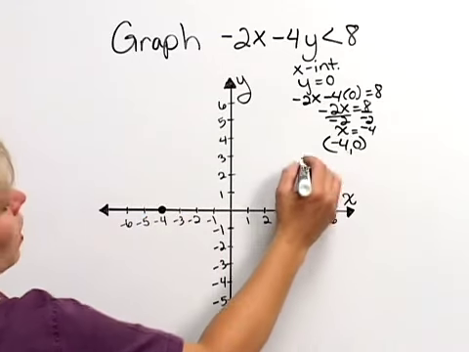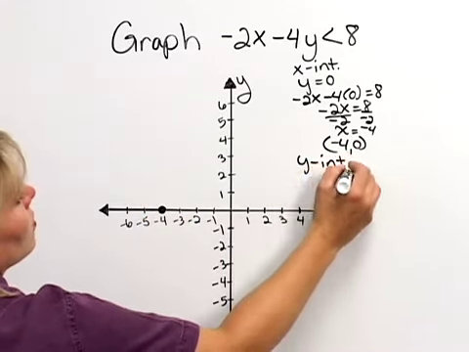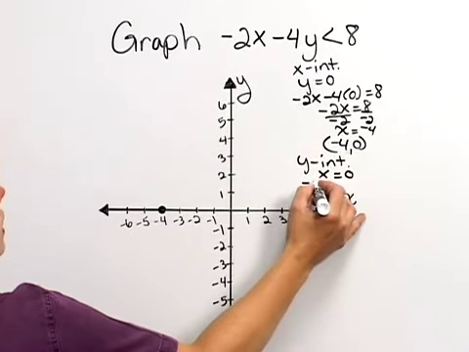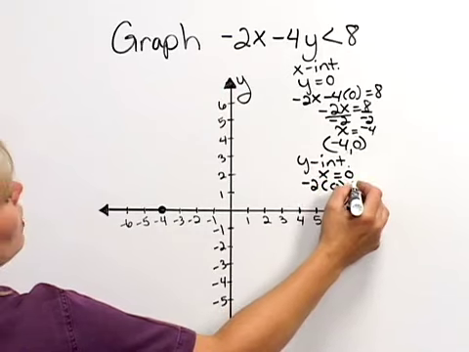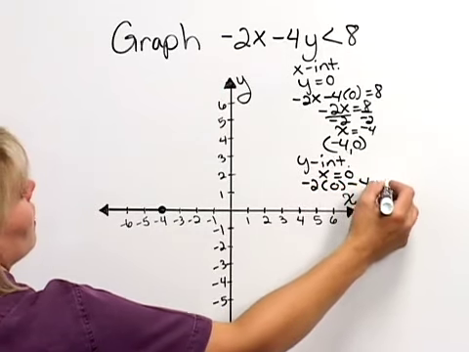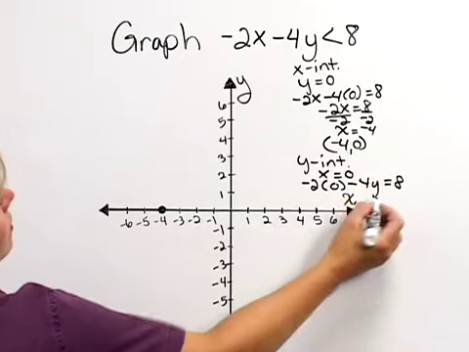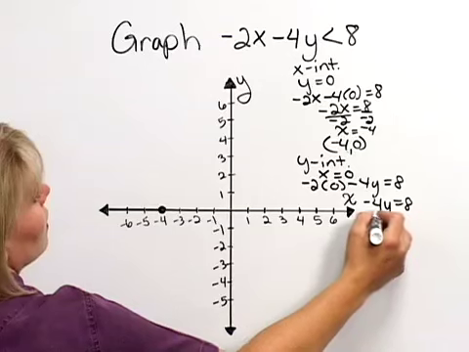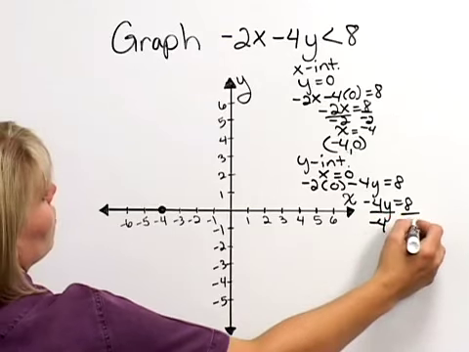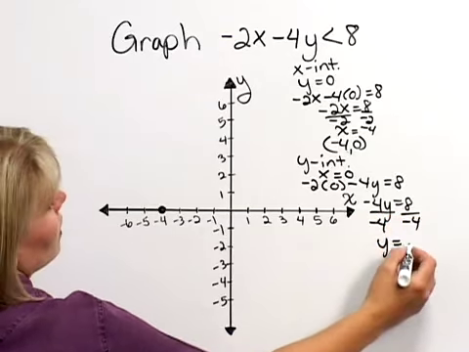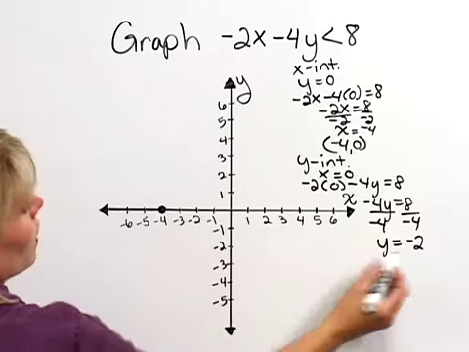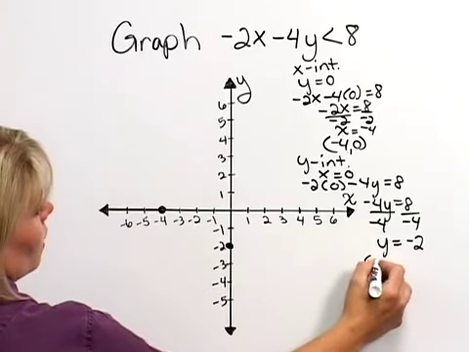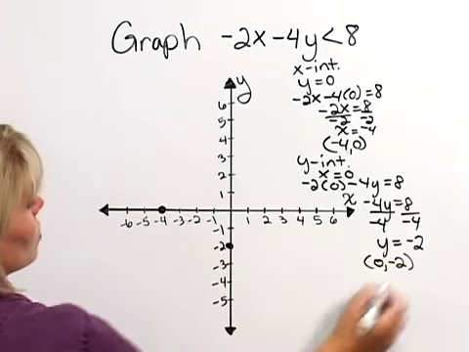Now let's find our y-intercept. The y-intercept has x equal to 0. Replacing the x with 0, I get negative 2 times 0 minus 4 times y equals 8. This is 0, so I just end up with negative 4y equals 8. Divide by negative 4, and y is negative 2. So we have a y-intercept over here, which is the point 0, negative 2.